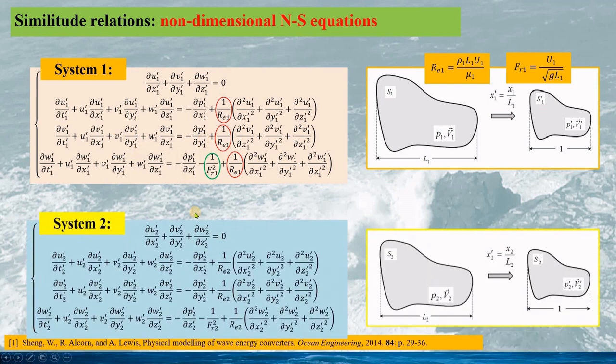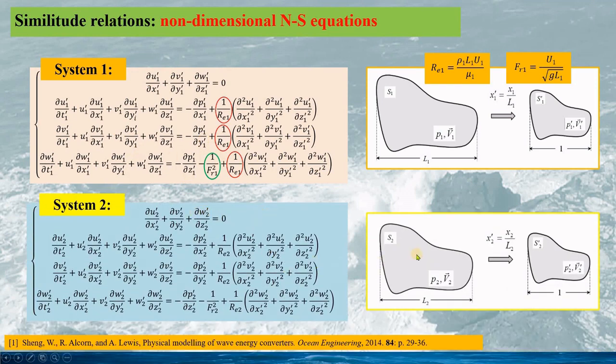1. And for system 2, similarly, we can use this non-dimensional analysis. We can transform the system S2 to the standard system S2 prime, and the corresponding governing equation is this transformed Navier-Stokes equation with the Reynolds number Re2 defined as this and the Froude number Fr2 given by this.